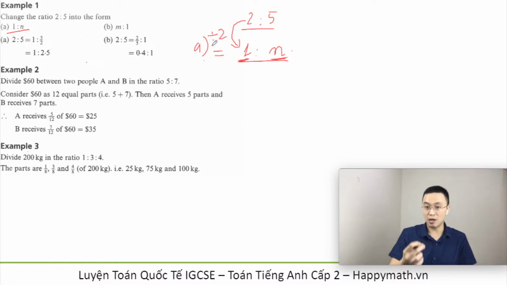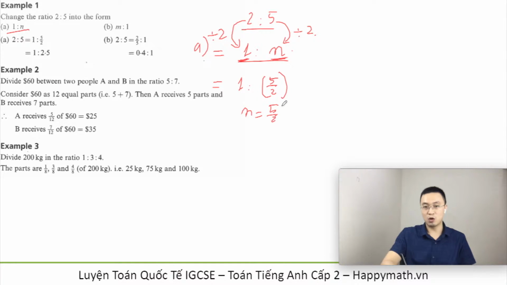It has to be the same for the second number. The second number is 5, and you also apply the operation of divided by 2. So 5 divided by 2 equals 5/2. So this one has to be equal to 5/2. I mean, n has to be equal to 5/2. Okay, that is the first example.